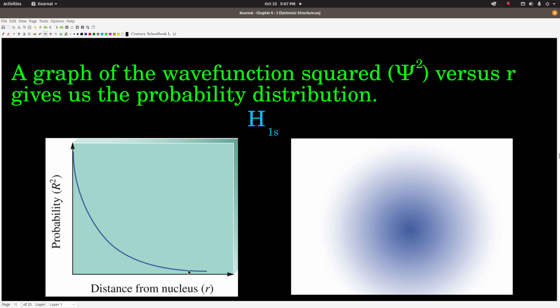Within that given volume, I'm going to define this a little better in a minute. Okay, so I'll leave it like that. And this is what that probability distribution would look like graphed as a density, where the darker the color, the higher the probability. So it gets lighter as we go out from the nucleus, which would be in the very center right here.